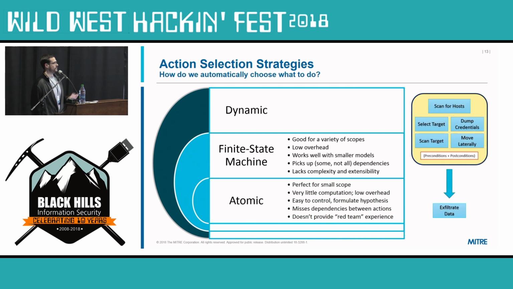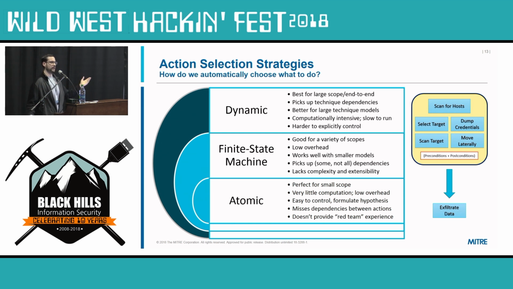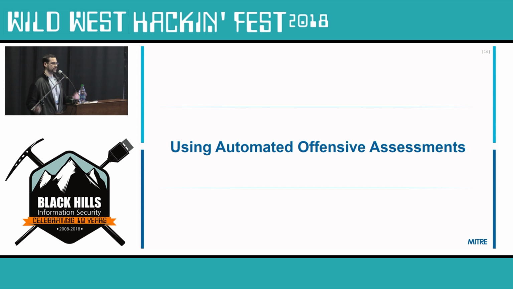And then the last type is something that's more dynamic. Here, you basically tell the tool, hey, go execute techniques A, B, and C as part of your general scope, and then it figures out how to compose those together to achieve some sort of goal that it's looking for, whatever the purpose of the assessment is. This is great for end-to-end assessments. It'll pick up all your technique dependencies. It's great for large technique models where you want to say, here's 50 techniques, figure out how they go together. But computationally, it's intensive, it can be slow to run. This is a fun research problem. And the other biggest thing is it's hard to explicitly control. It's hard to say, go do X, go do Y, go do Z. It's more like, go do this profile, and then it goes and does it, and you see what happens. And that's a quick overview of these different components.